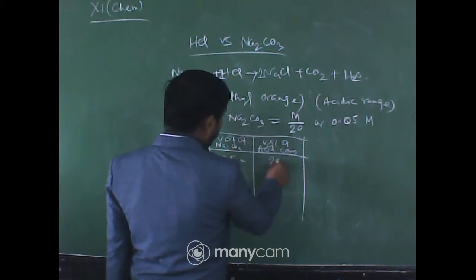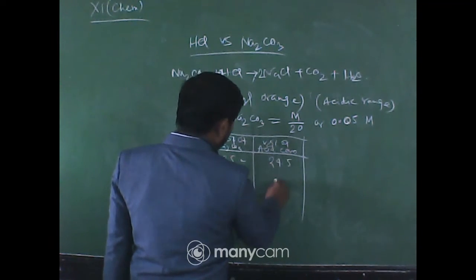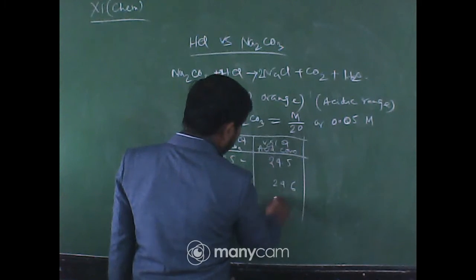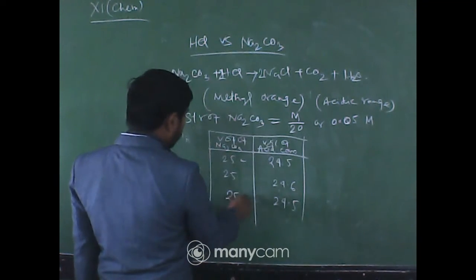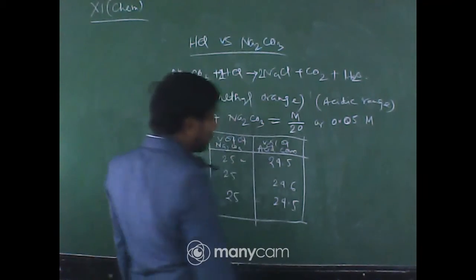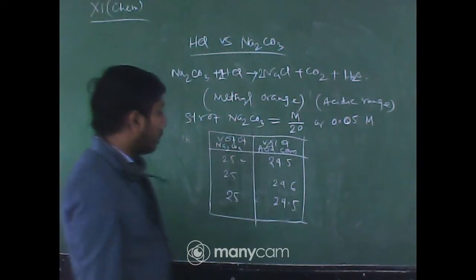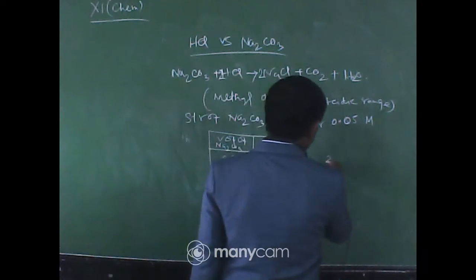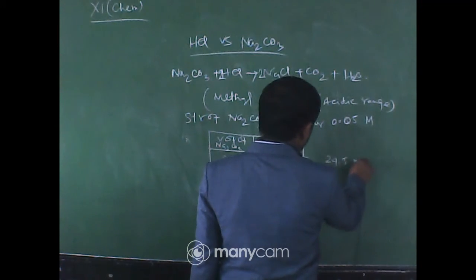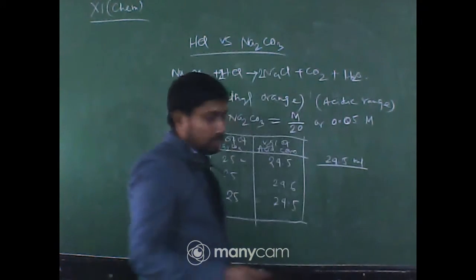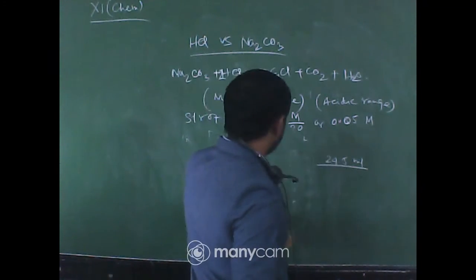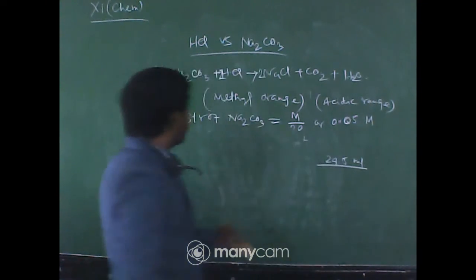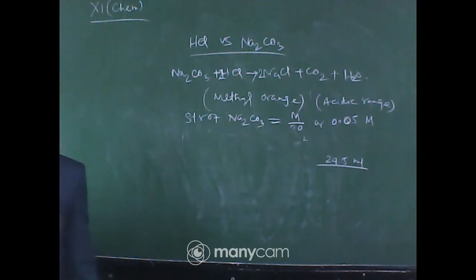It is about 24.5, 24.6, 24.5 with respect to the 3 readings. Then take the average value out of these, that is 24.5 ml. This is the average volume of acid consumed. Now the balanced chemical equation is there.